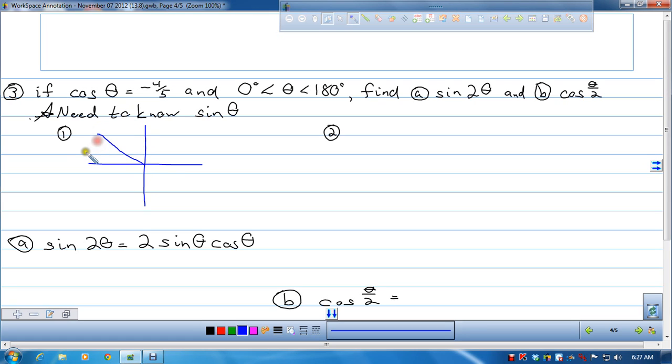So I'll just draw it in here, rough sketch. Cosine is your x value over your r value. So as I draw a reference triangle, the x value is my -4 and r is 5. Then we should be able to recognize right away that our y value is going to be 3. Therefore, the sine of this angle, theta, is 3/5. Okay?